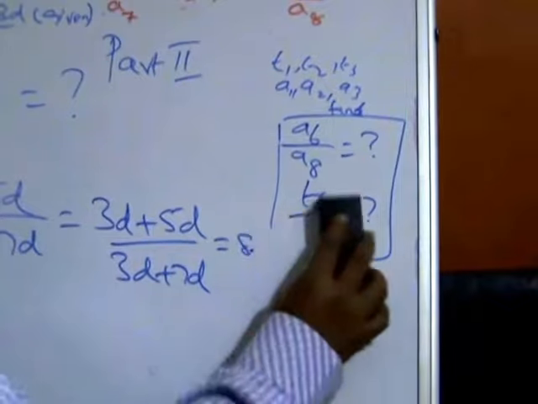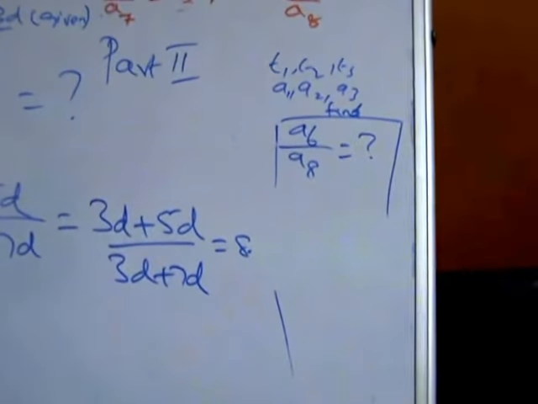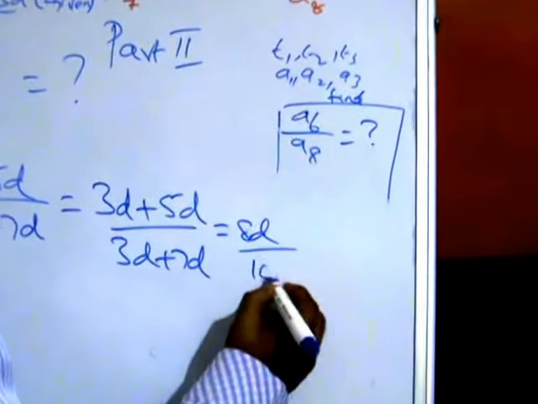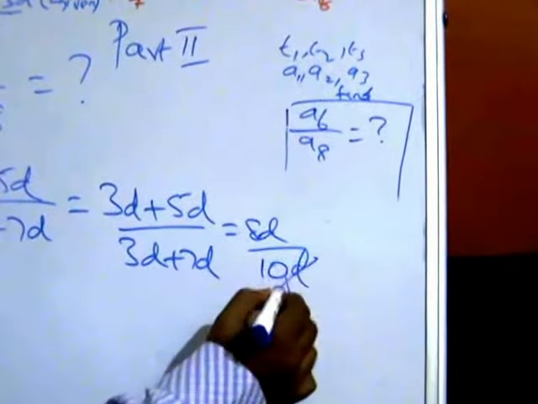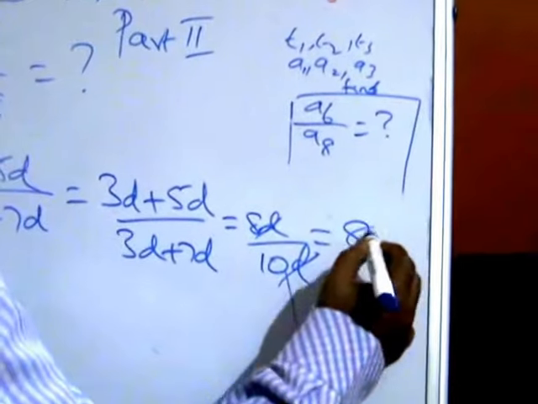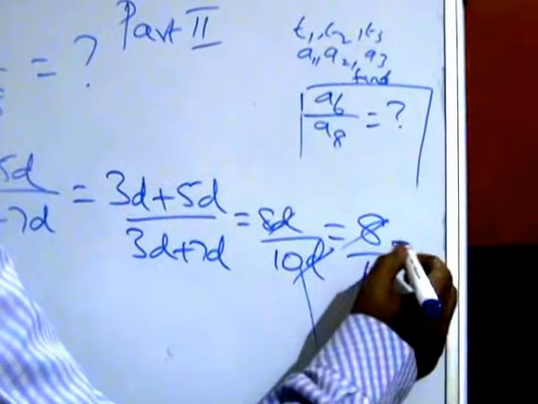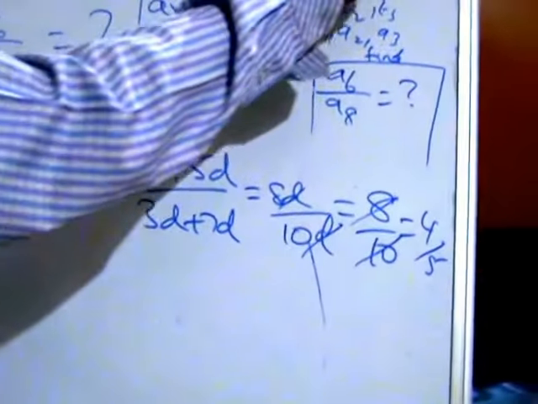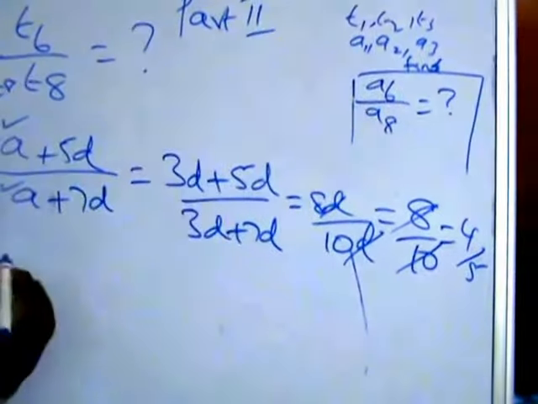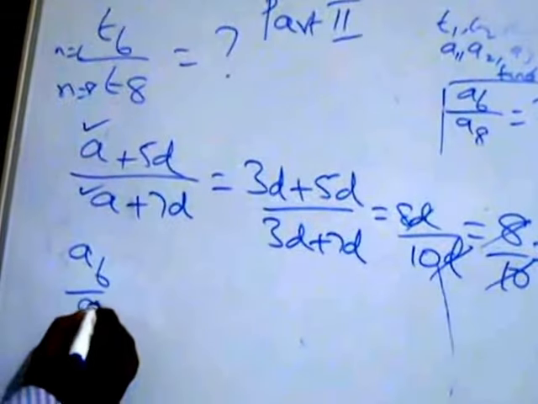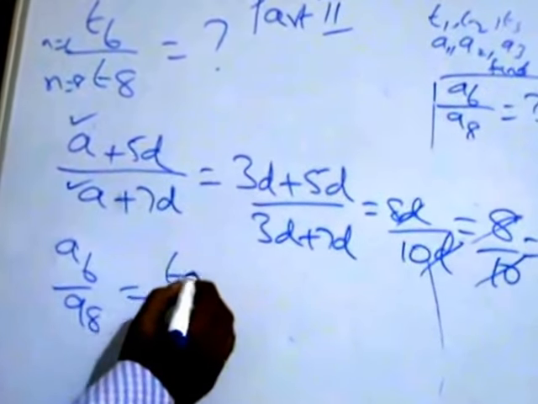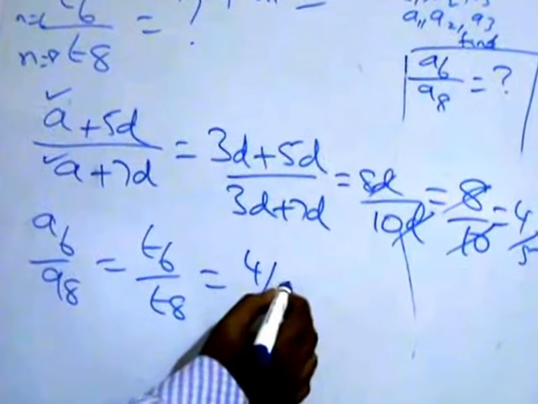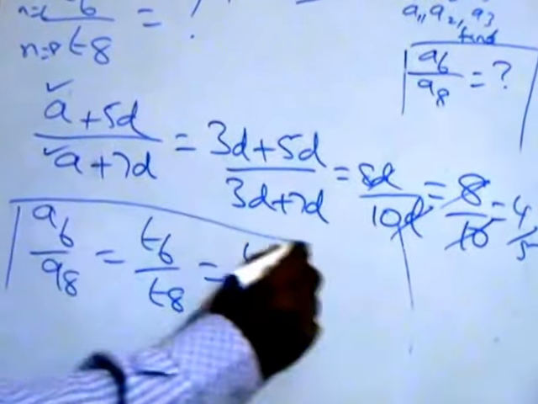8D by 10D, the D you cancel, you get 8 by 10, which is nothing but equal to 4 by 5. Therefore, the final answer they asked, A6 by A8, which is also called term 6 by term 8, is nothing but 4 by 5. Hope you understood this problem.